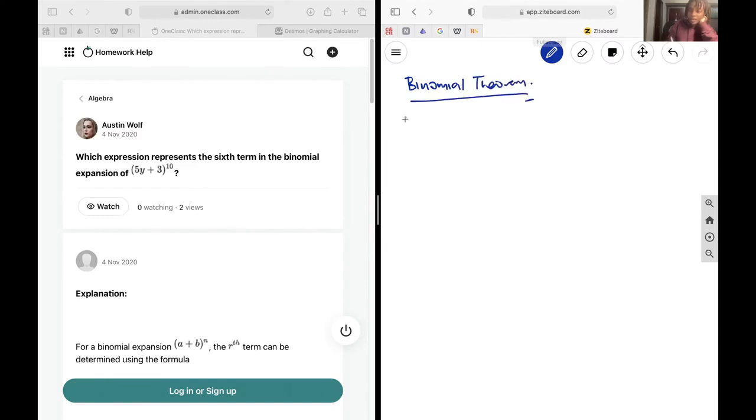And that just states that x plus y all to a power n is going to be equal to the sum from k equals 0 to whatever that power is, n, of n choose k, x to the power of n minus k, y to the power of k.